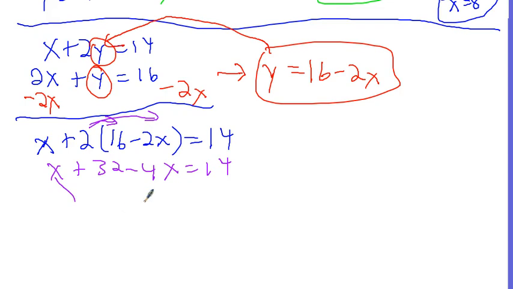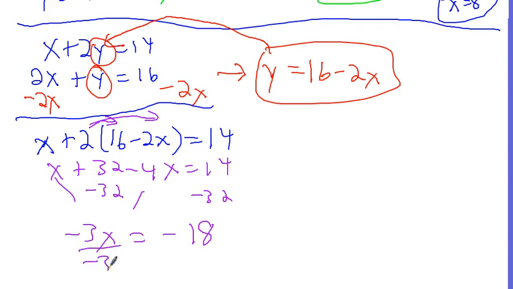All right, so we get x minus 4x, which is negative 3x. And then I'll subtract the 32 to the other side. And I'll get 14 minus 32, which is negative 18. So this actually works out nice. I was kind of afraid it was going to be a fraction. But when we go to solve this for x, we divide by negative 3 on both sides, and we get x is equal to 6.